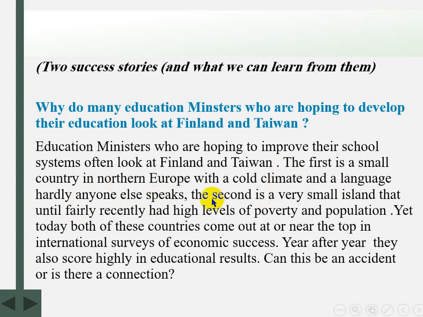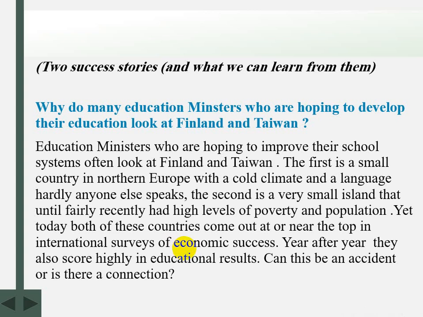The second, which one is the second? Yes, of course, it's Taiwan. It is a very small island that until fairly recently had high levels of poverty. But here, yet means but: yet today both of these countries, both referring to Finland and Taiwan, come out at or near the top in international surveys of economic success.